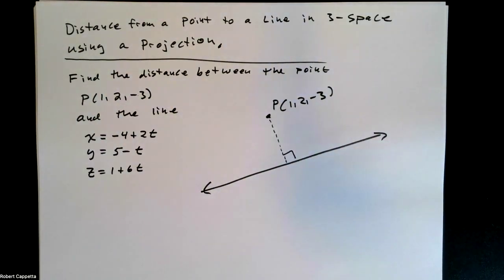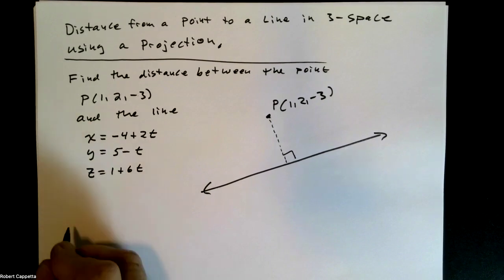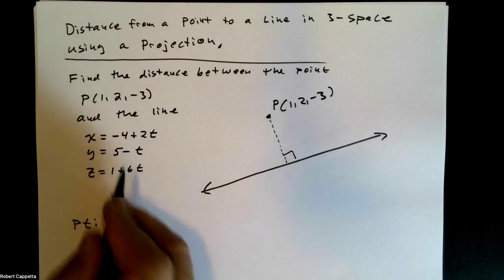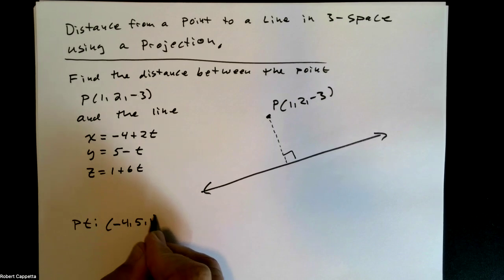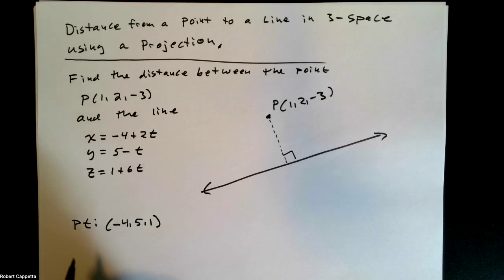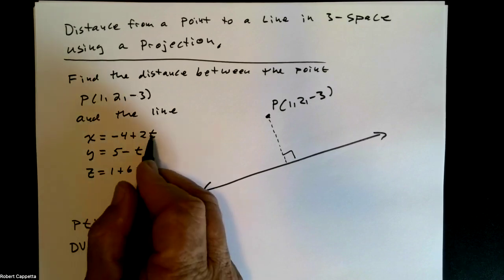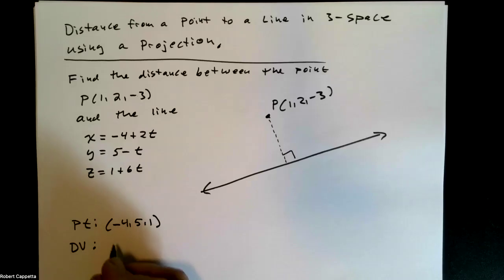What's our strategy going to be? We want to use a projection to get there. Well, we need to pick a point on the line. Looking at our line here, a point on the line, if t is 0, is (-4, 5, 1). And the direction vector of the line is what? If we look at the multiples of t, (2, -1, 6).